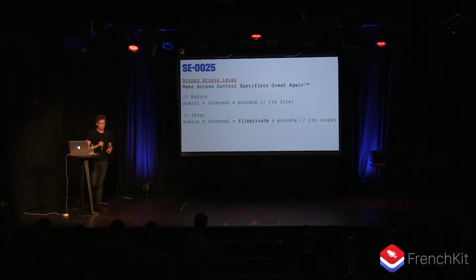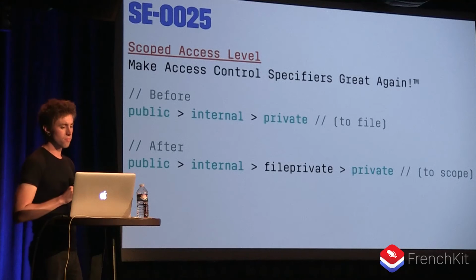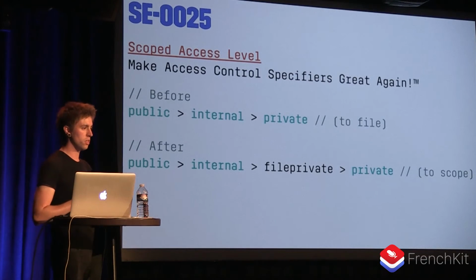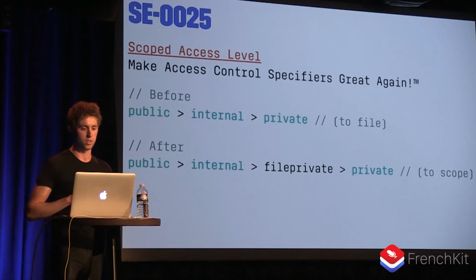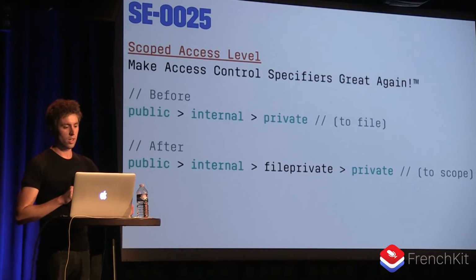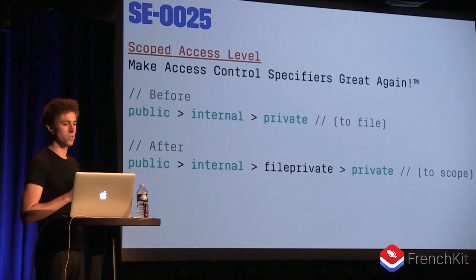Next was scoped access level, Proposal 25. So originally, the earlier versions of Swift just had 3 access control specifiers: public, internal, and private. Public meant it was publicly available outside the current module. Internal, it's only visible within the current module or framework. And private was private to that file.